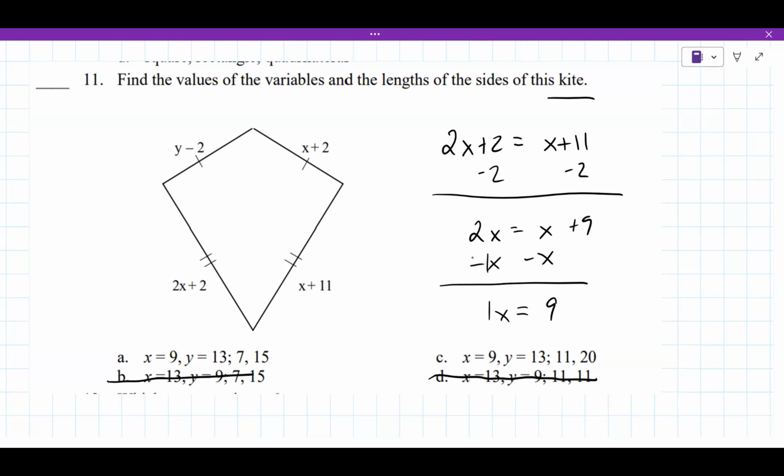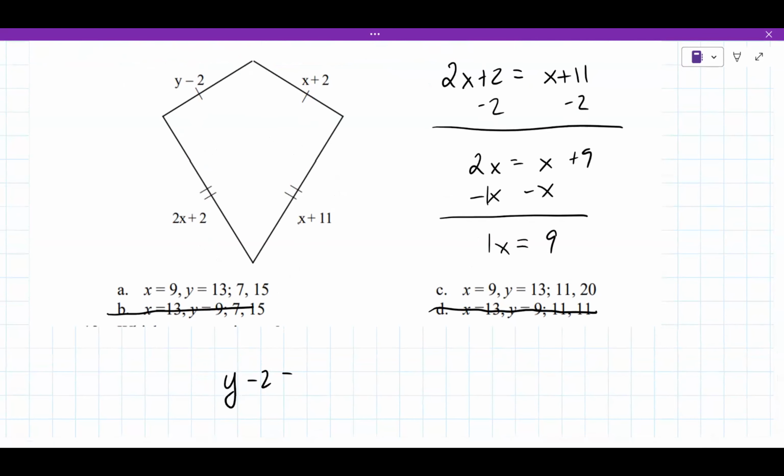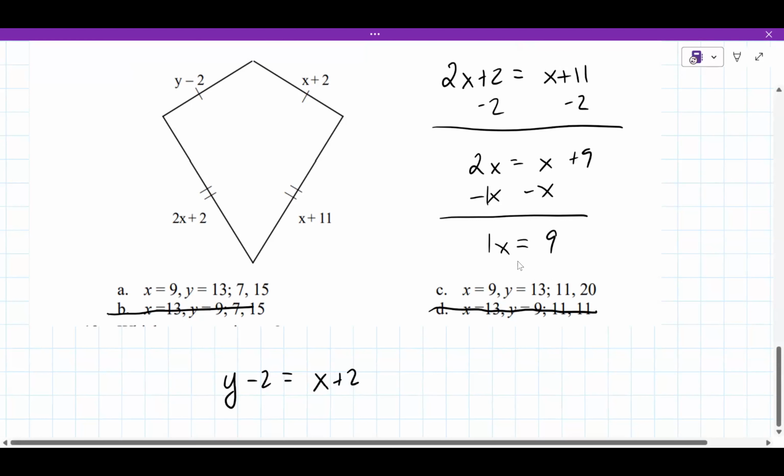Okay. Now that's not enough because we have to find y, right? And the sides, but let's find y next. So the next equations to set equal are this: y minus 2 equals x plus 2. And you might say, well, I can't solve that. I don't know x. Well, wait, you just found x, right? You have x from this part of the problem. So it'd be y minus 2 equals 9 plus 2.